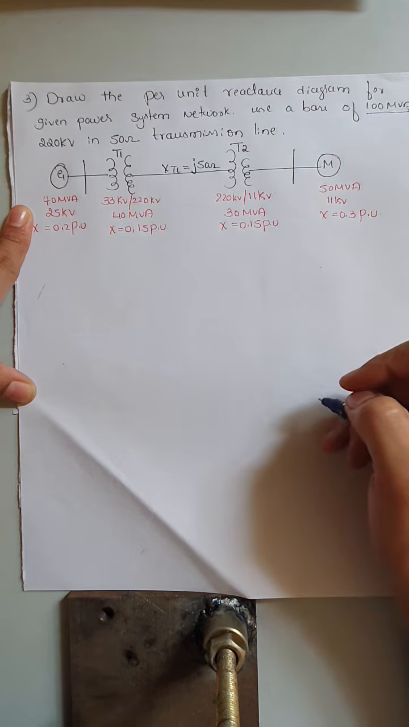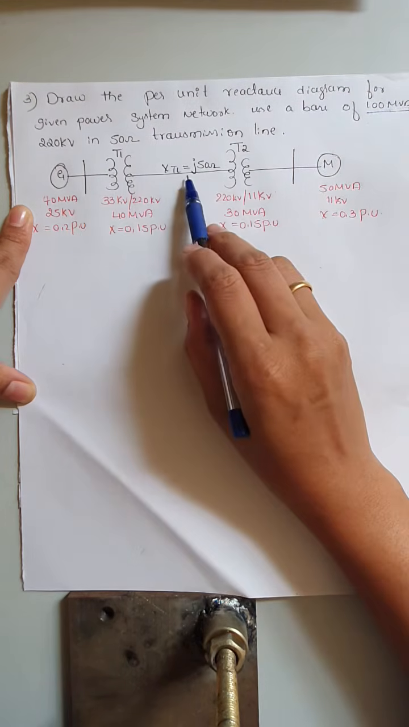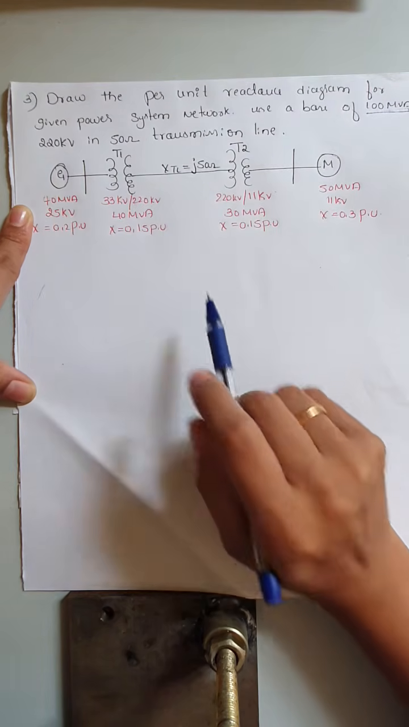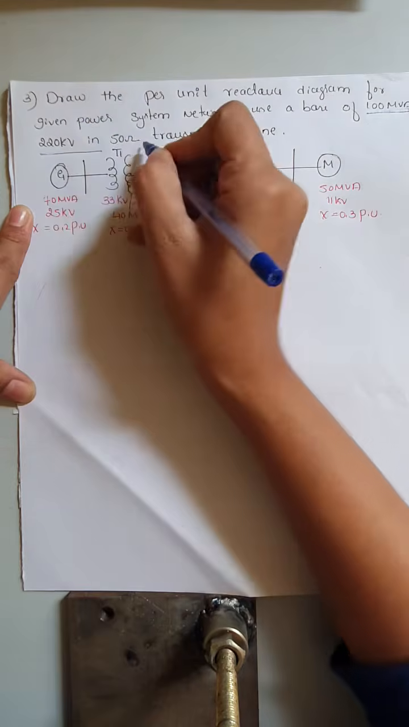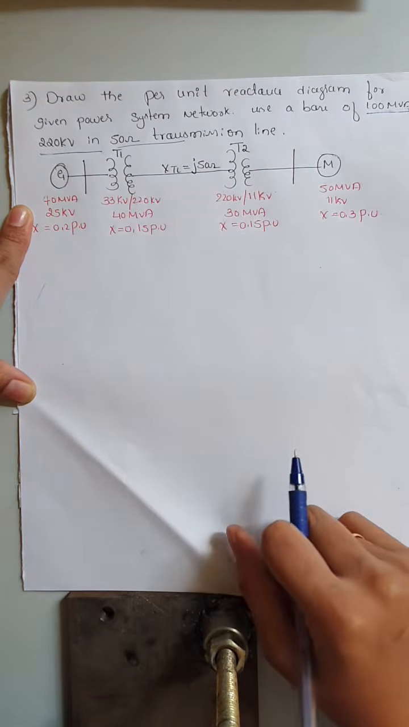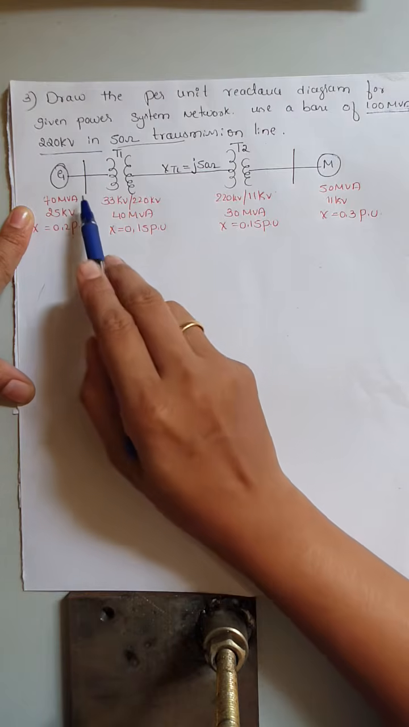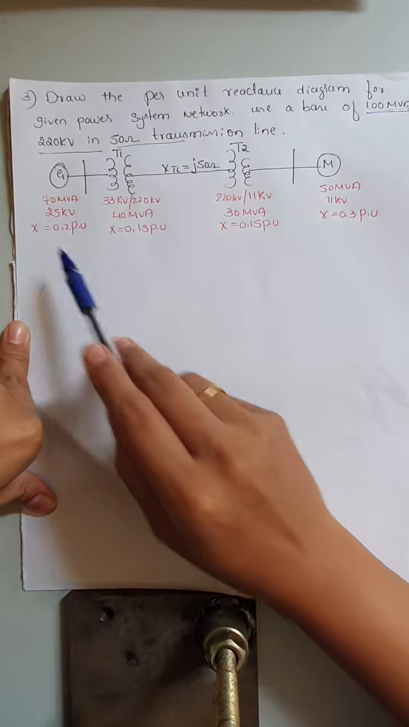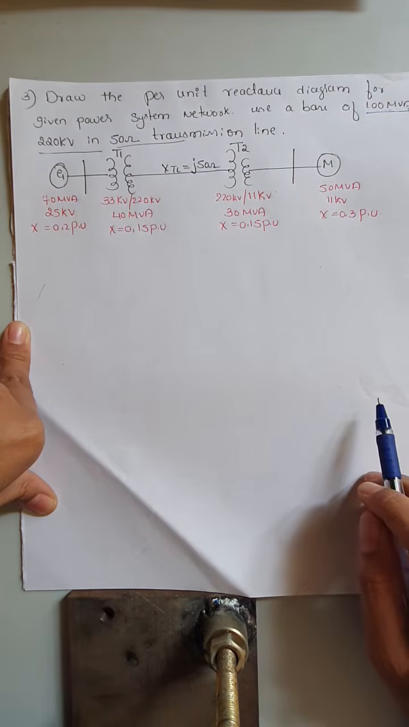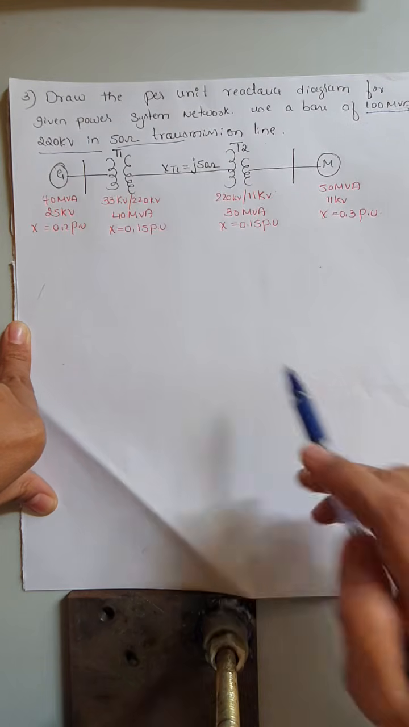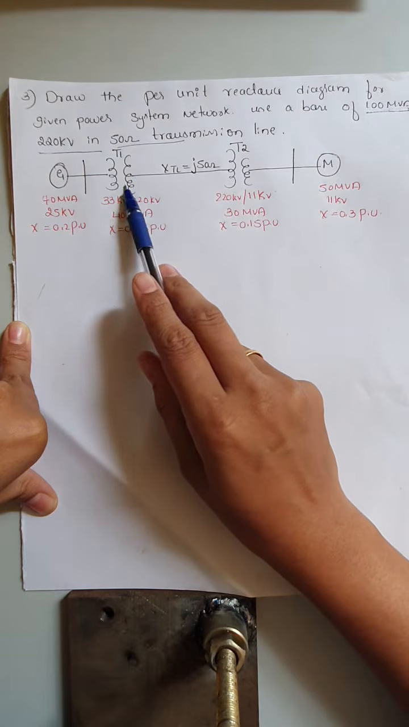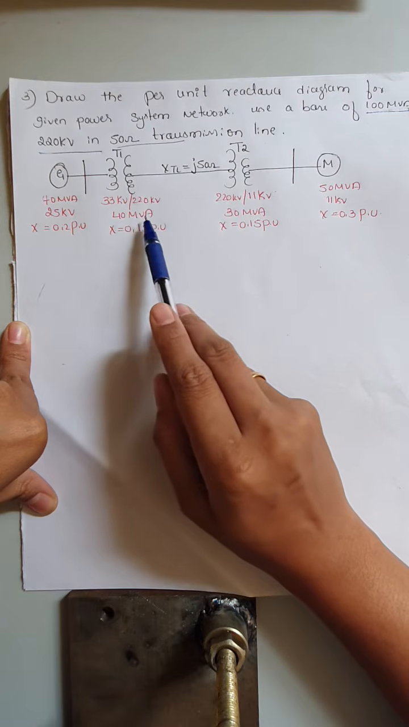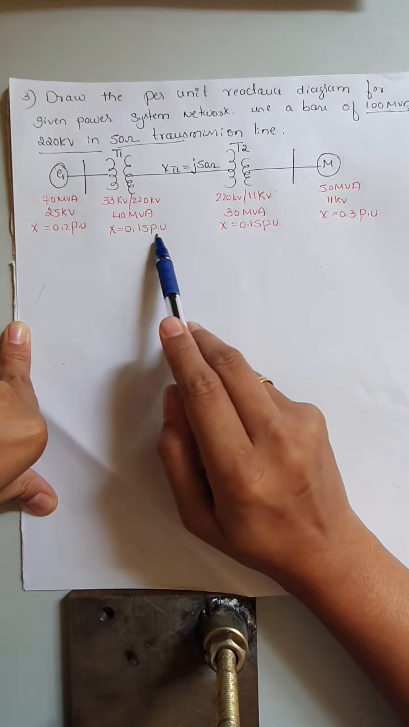So in the problem they have given, you need to take the transmission line value, that is 100 MVA and 220 kilovolt, as a base value or the reference value. This is the given single line diagram and all the values are given below the single line diagram itself. The generator has the rating of 40 MVA, 25 kilovolt, and the reactance is 0.2 per unit. Similarly, the transformer T1 is a step up transformer. Primary is 33 kilovolt, secondary 220, 40 MVA, and reactance is 0.15 per unit.